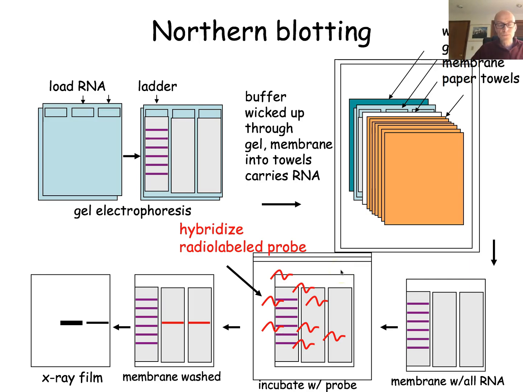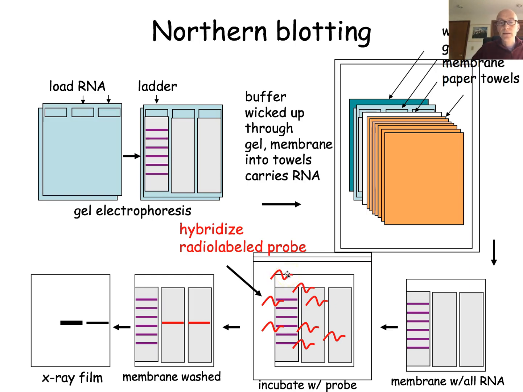specially made little rotary or rotisserie glass jars that would go in a rotisserie oven that turns around and lets the probe, the radioactively labeled probe, in a buffer swoosh around the membrane for an hour or maybe a little bit longer. And at that point, all these labeled probes, these little red squiggly lines, are the labeled probes.